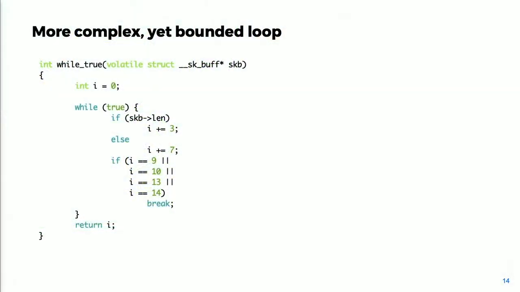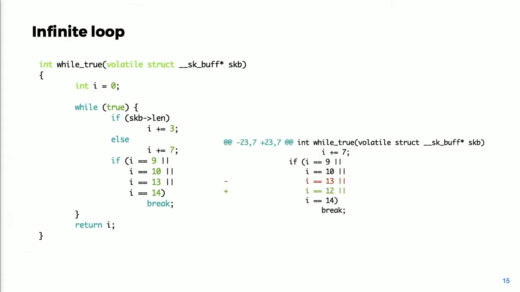So what the verifier will do is run through this loop, analyzing all possible combinations through this loop and every exit condition. And in this case, believe it or not, 9, 10, 13, and 14 are the guaranteed exit conditions. If the user made a mistake and did 12 instead of 13, that would be an infinite loop, and the verifier will actually catch it.